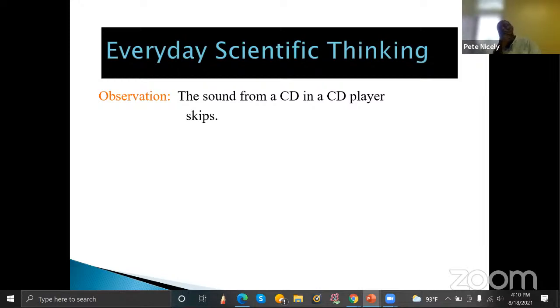So my question to you is, and anybody can answer this question, can you come up with a hypothesis or an explanation as to why you think the CD skips when you try to play it? Anybody?